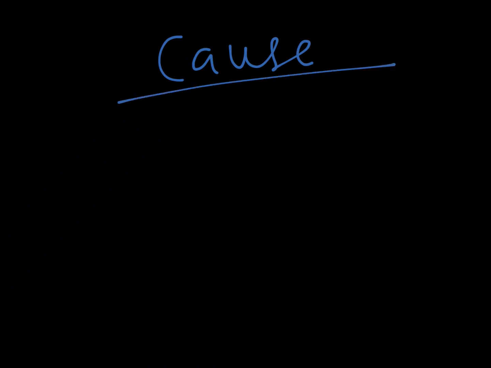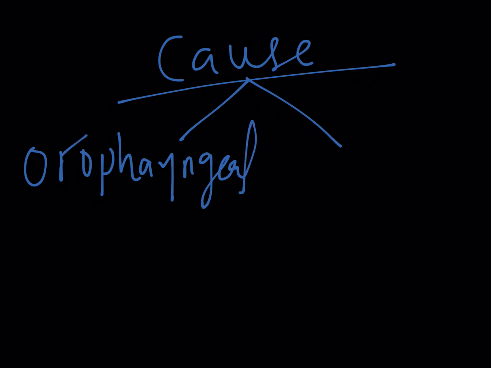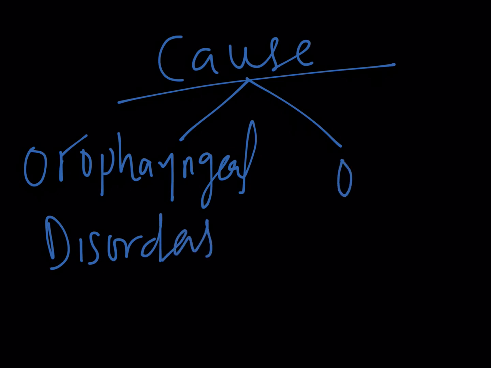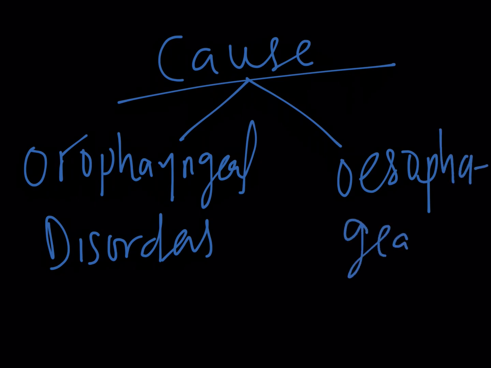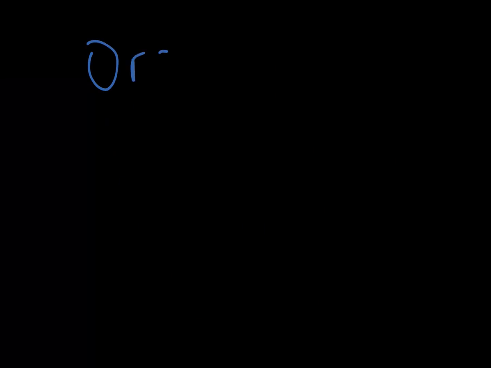And so, what are the causes of this dysphagia? Actually, we have like two causes. If we can divide it, it will be like two causes. We have the oropharyngeal causes, oropharyngeal meaning the oral cavity and the pharynx disorders. And here we have the esophageal disorders. Okay, now let's take them one by one and see what happens.